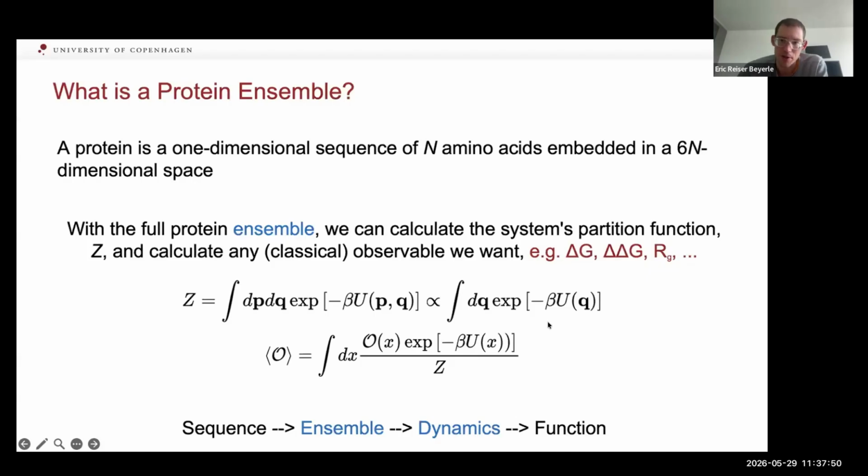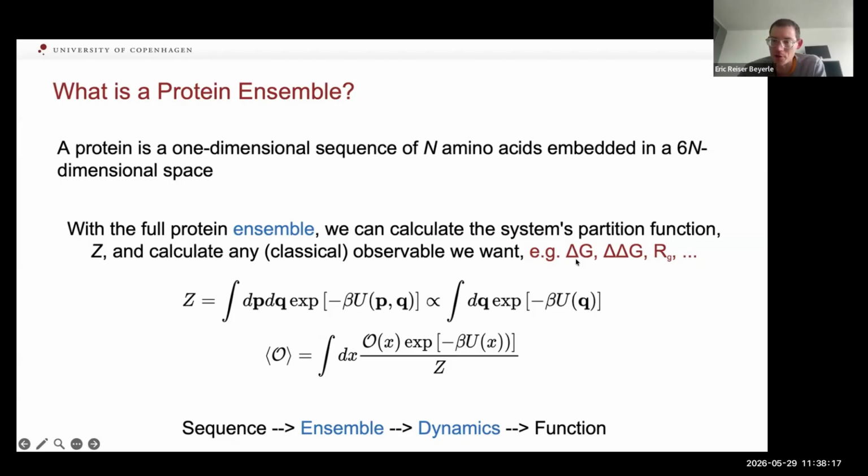Or if you have experiments that somehow are probing the ensemble, you can, in theory, get an energy function out of that. But the point is that people want to calculate and resolve these protein ensembles, which is in a lot of ways equivalent to just actually calculating the partition function. And once you have the partition function, you can calculate these observables using the Boltzmann weights and the partition function.